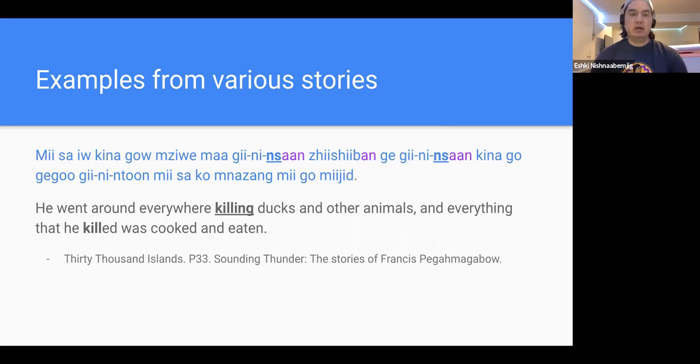So Misa'il Kinago Mizoe, so he everywhere, Gin and San Shishiban, he killed ducks. So in this context of the story, he's killing more than one. Ge Gin San Kinagogego. So this part's interesting because he repeats himself and he says he killed him or her, he killed him or her or them.